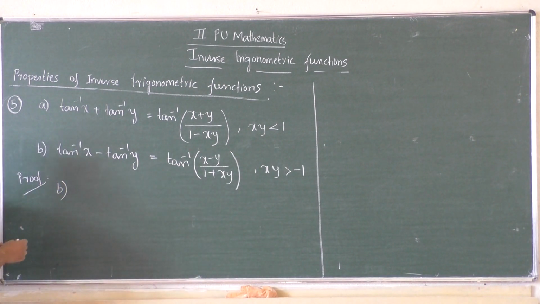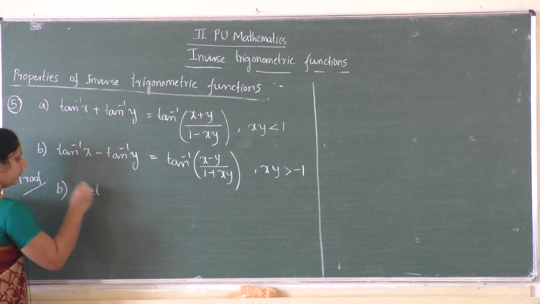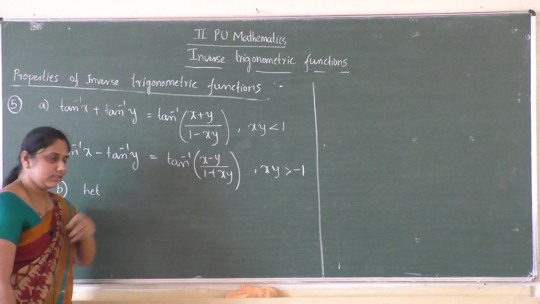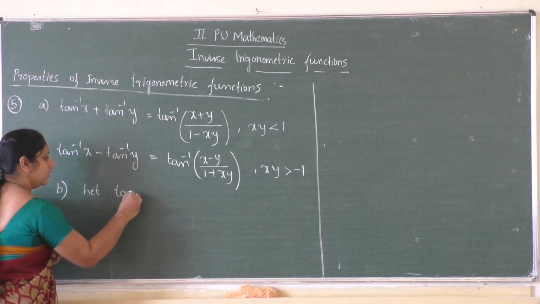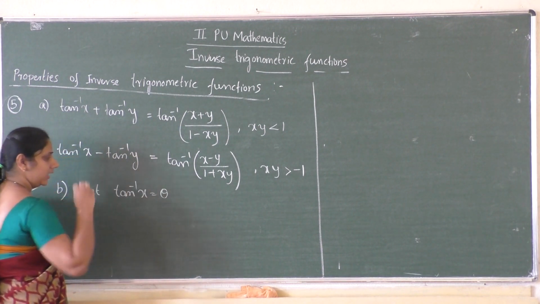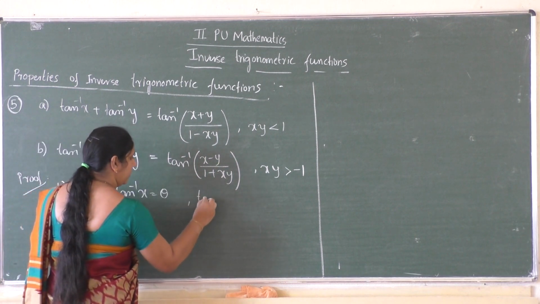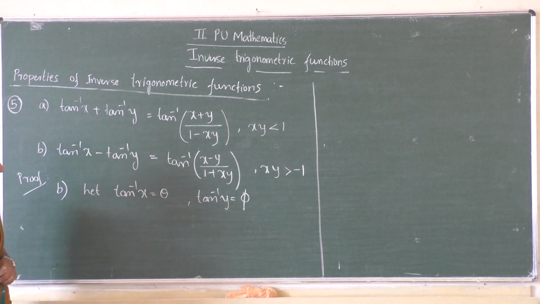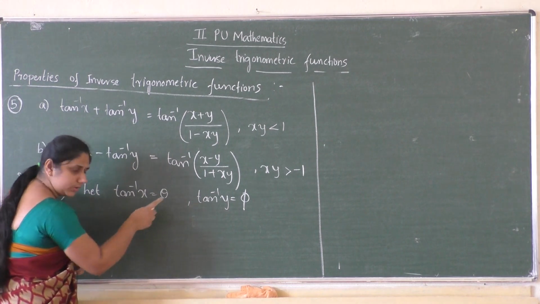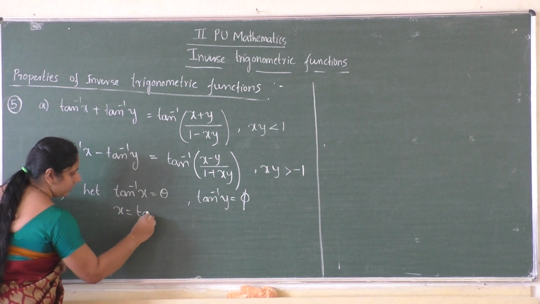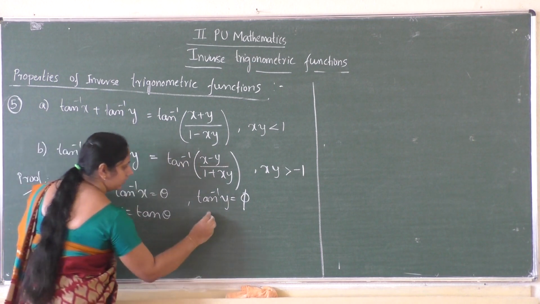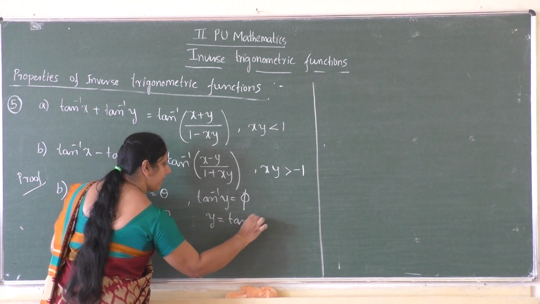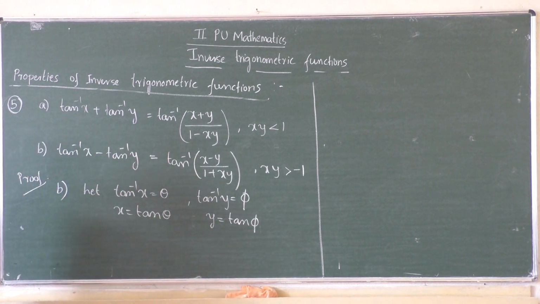Similarly, we can prove the second one. Same procedure. First, what we have to take? Tan inverse x as theta and tan inverse y as phi. So let us consider tan inverse x equal to theta and tan inverse y equal to phi. If tan inverse x equal to theta, then x will be equal to tan theta, and if tan inverse y equal to phi, then y equal to tan phi.